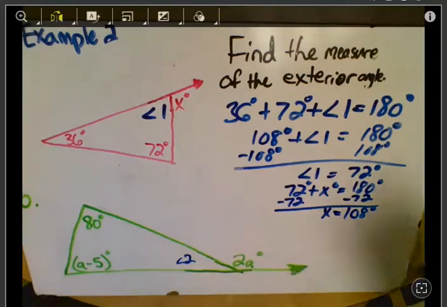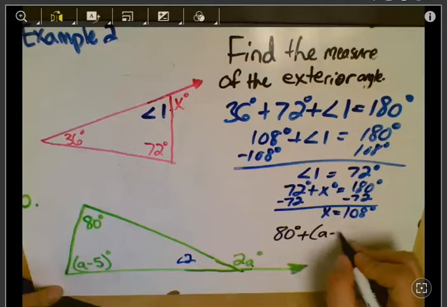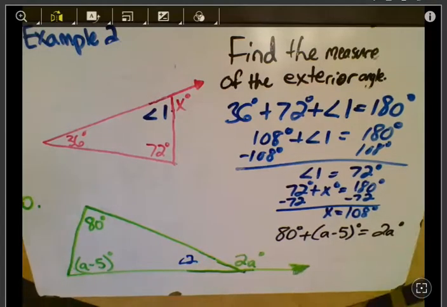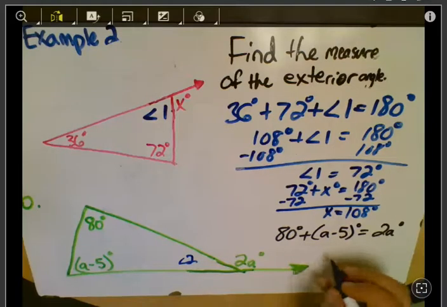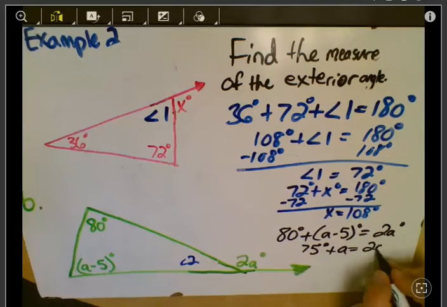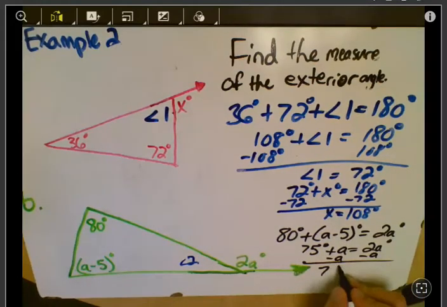I'm going to do it in a different color. 80 degrees plus a minus 5 degrees equals 2a degrees. Alright? And then we combine our like terms. So we've got 80 plus a minus 5. So 80 minus 5 is 75 degrees plus a equals 2a degrees. Subtract a using our algebra. That gives us 75 degrees equals a.